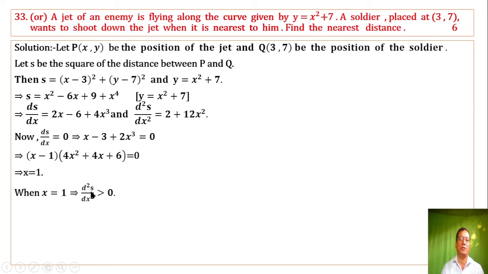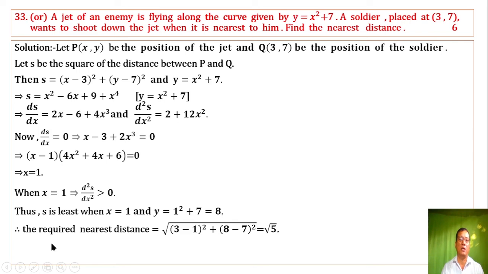When x equals 1, the second order derivative's value is greater than 0. Thus S is least when x equals 1 and y equals 8. The required nearest distance is the distance between P and Q, P whose coordinates are already found, (1, 8). Distance between (1, 8) and (3, 7), we have root 5.